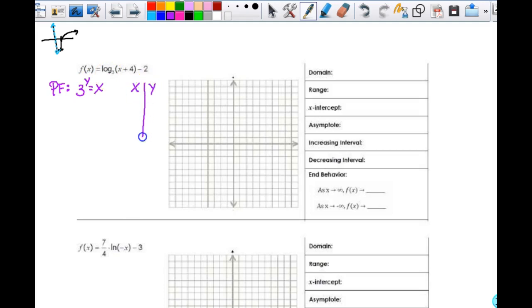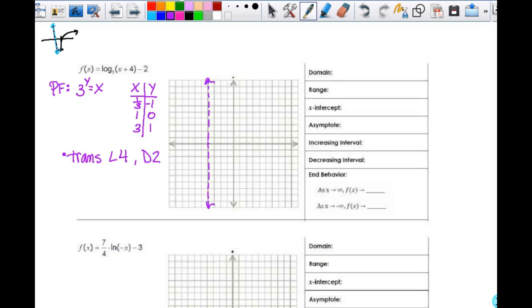So this is why I want to write my little table down, because now I'm choosing numbers for y. So -1, 0, and 1. And since we're always choosing numbers for x, it's easy to get it backwards. So when y is -1, x is 1/3. This would be 1, and this would be 3. My transformations, I just translate left 4 and down 2. So for these, my asymptote is vertical. So what changes my asymptote is the horizontal shifts. So since I go to the left 4, 1, 2, 3, 4, this is my asymptote.